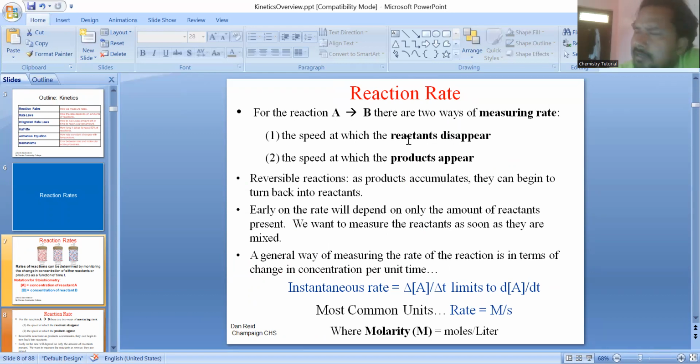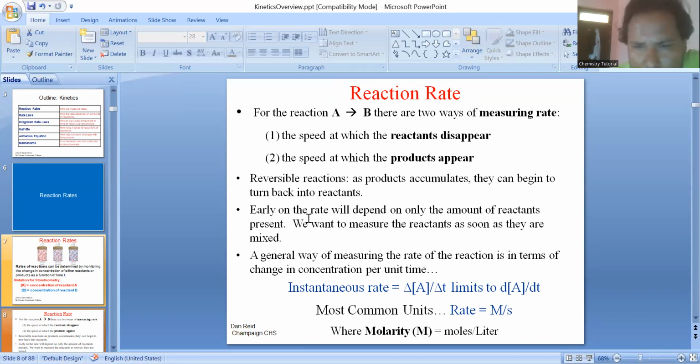As the reactant disappears, the chances of product formation take place, or you can say products will appear. Okay, so what is a reversible reaction? In a chemical reaction in which A is converted to B, then in a reversible chemical reaction, B is again converted to A. Such a type of reaction is called a reversible reaction. So as products accumulate, they begin to turn back into reactant. So it is the reversible reaction.